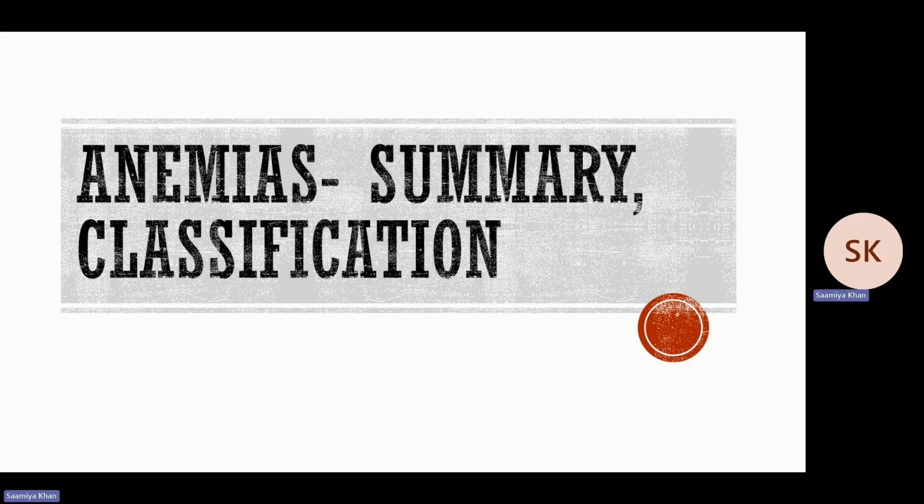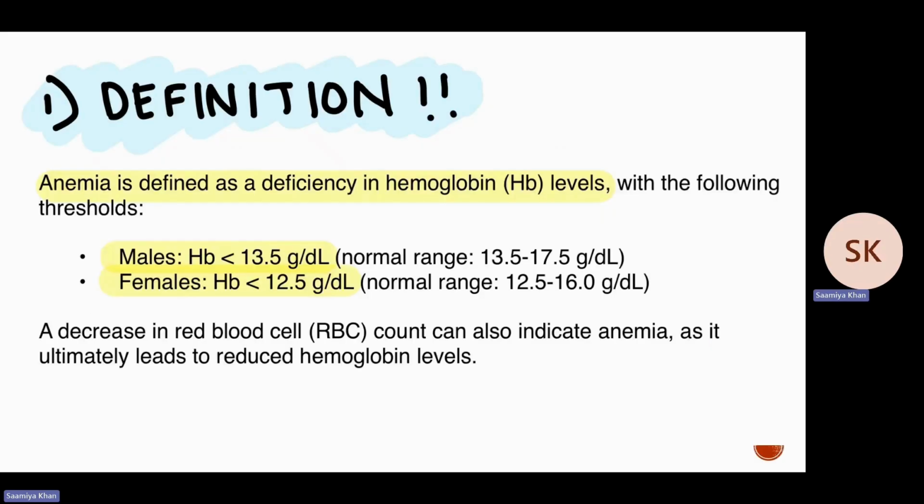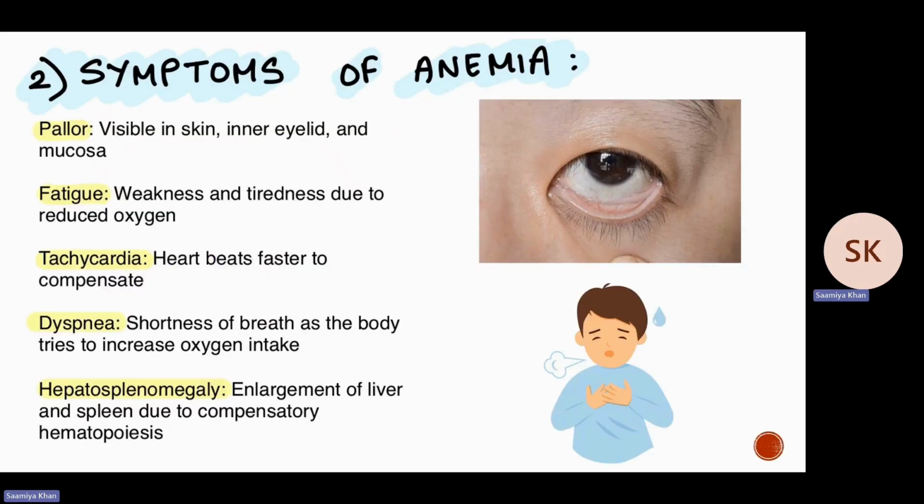Let's start. As we know, always start with the definition. What is anemia? Anemia is defined as a deficiency in hemoglobin levels, and you should know the values in males and females, which are 12.5 to 16 gram per deciliter in females, and in males it's 13.5 to 17.5 gram per deciliter. Anything lower than that indicates that it could be anemia.